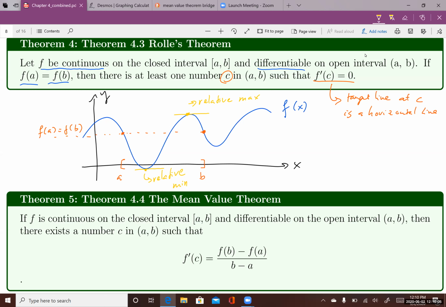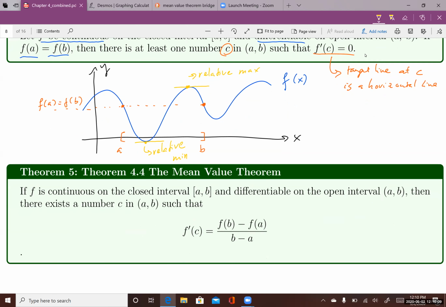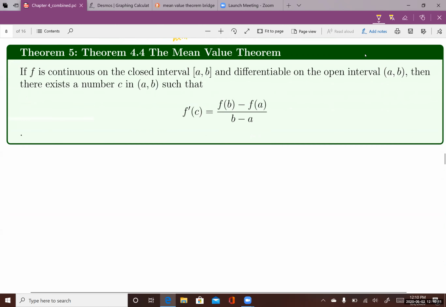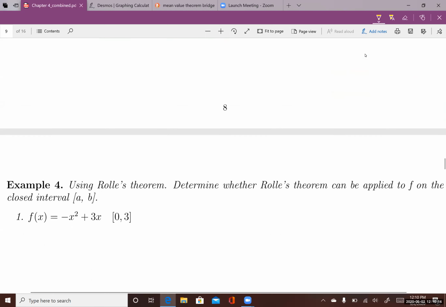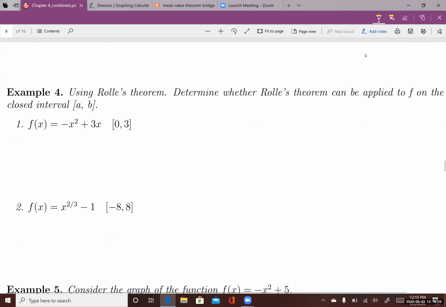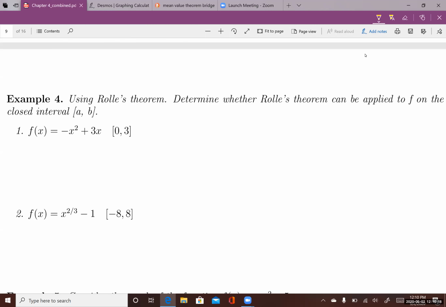Great. So now let's try to do a couple of examples related to Rolle's theorem. So example number 4. You are given 2 functions on 2 different closed intervals, and you want to use Rolle's theorem. But before you can use Rolle's theorem, right? Rolle's theorem helps you determine whether the function has a relative extremum on a closed interval or not.